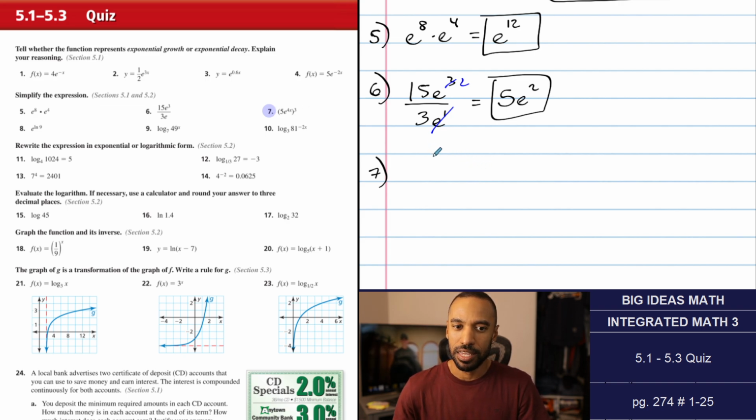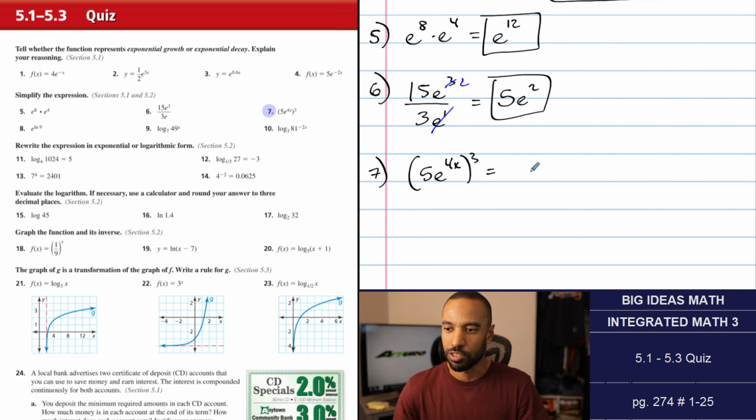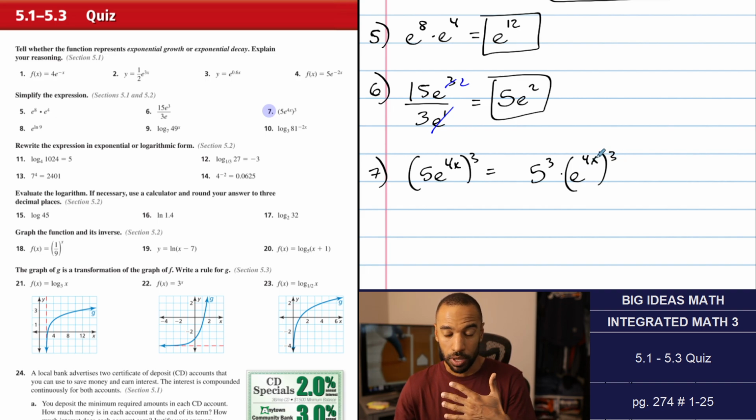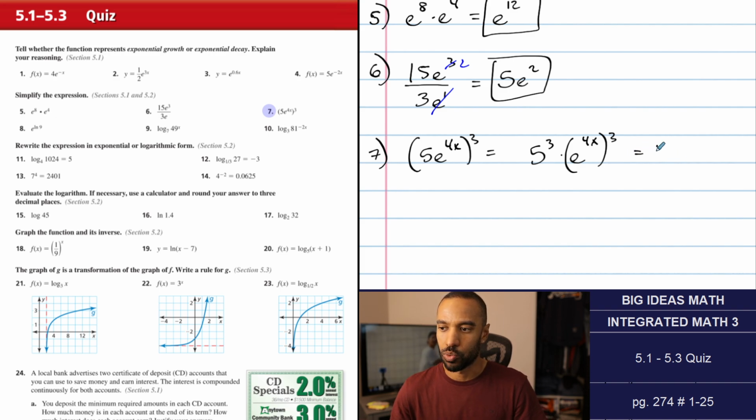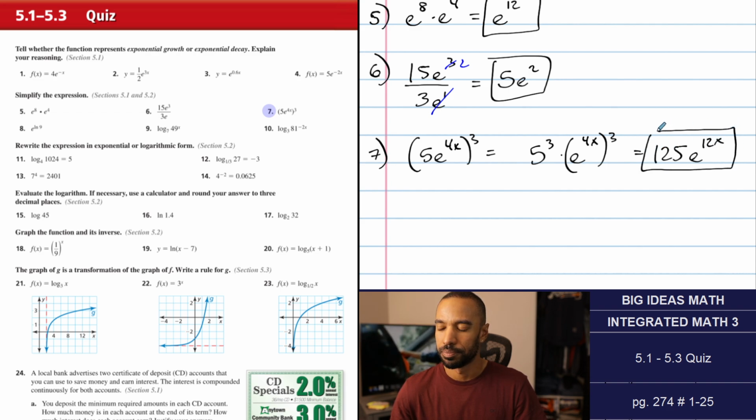All right, 5e to the 4x cubed. Don't forget the fact it's 5 times e to the 4x cubed. Therefore, you get to cube the 5 and cube e to the 4x. Now, when you cube something that already has an exponent in it, you multiply those two exponents. 5 cubed is 125. E to the 4x cubed is e to the 12x. You get to multiply that 4 and that 3.